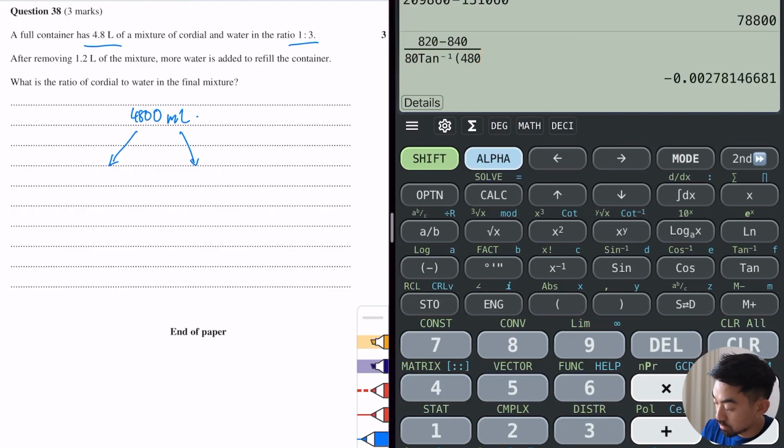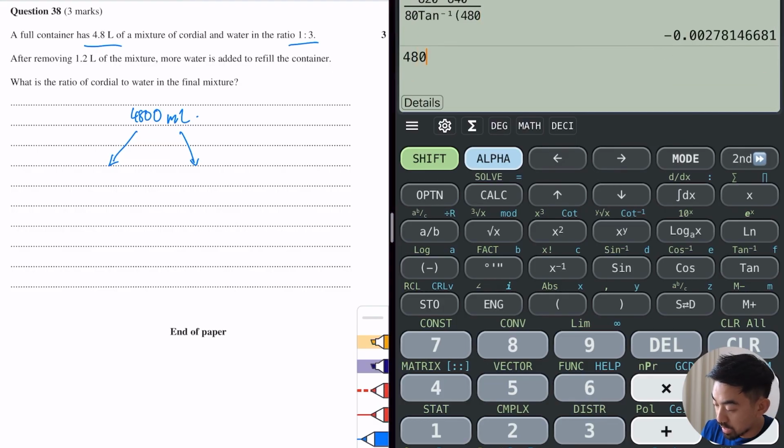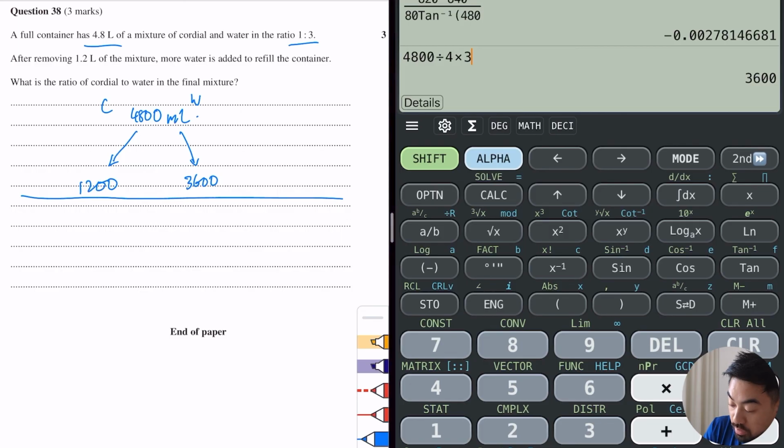So I've got 4,800 divided by 4 parts. So you've got 1,200. And you've also got 3,600. So this is, let's put water here and cordial here. After removing 1.2 litres of the mixture, more water is added to refill the container. All right, so once we remove 1.2 from this, what are we left with? So we've got 3,600 milliliters left.